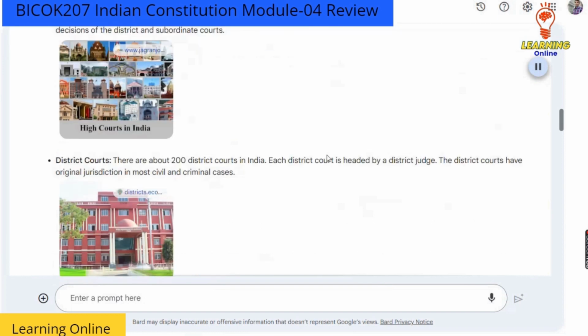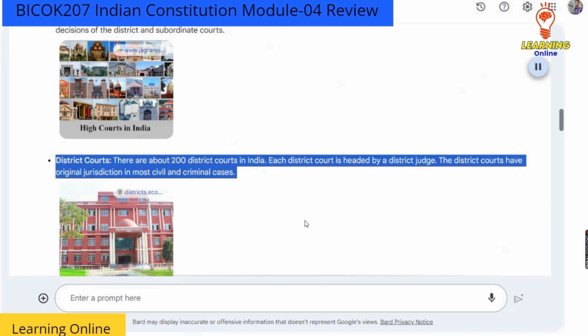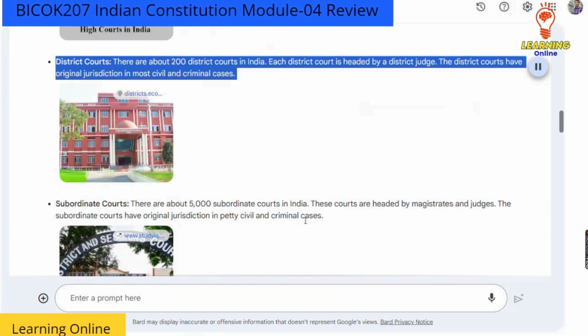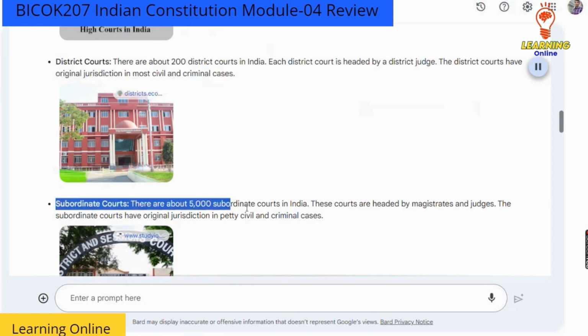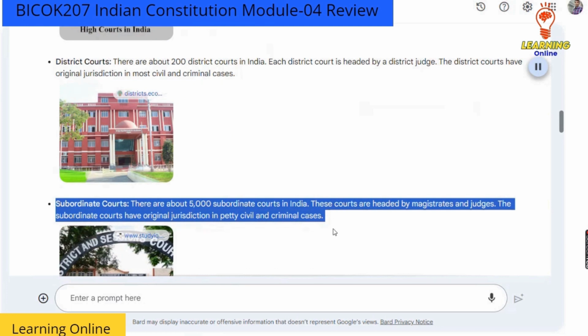District Courts. There are about 200 district courts in India. Each district court is headed by a district judge. The district courts have original jurisdiction in most civil and criminal cases. Image of district courts in India.